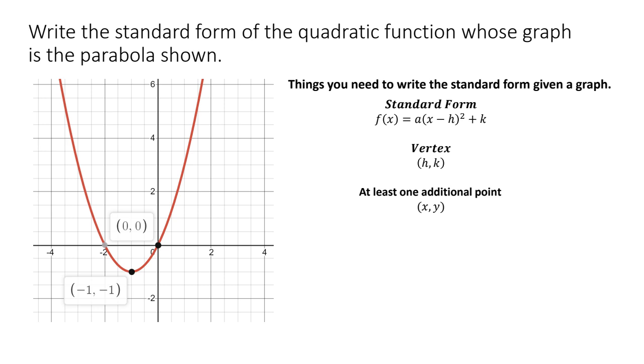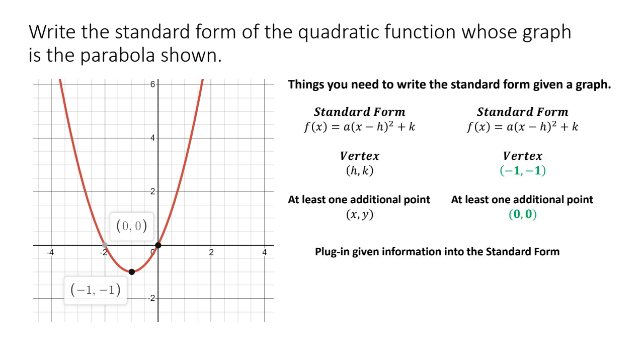Since this parabola, excuse me, crossed through the origin, I have another point. And again, this is your homework. Your homework is always going to give you 2 points in order to be able to look at the graph and get the equation of that in standard form. Okay, so let's go ahead and do it.